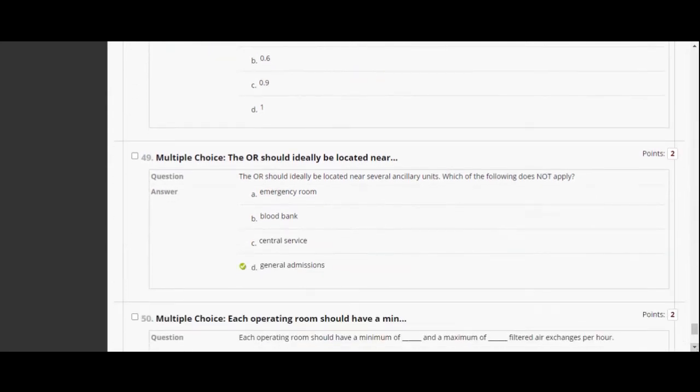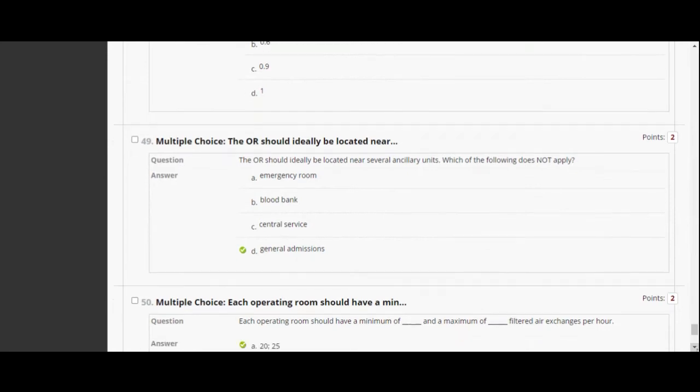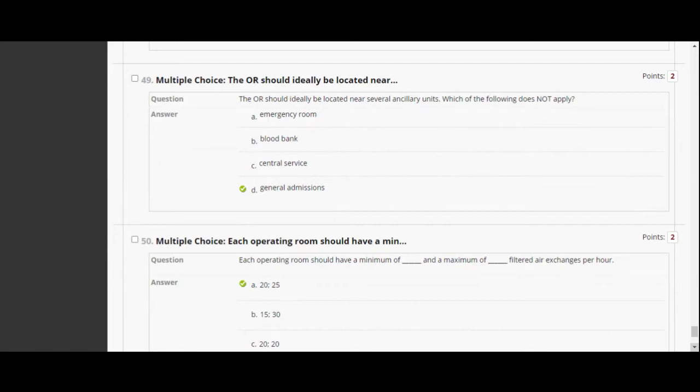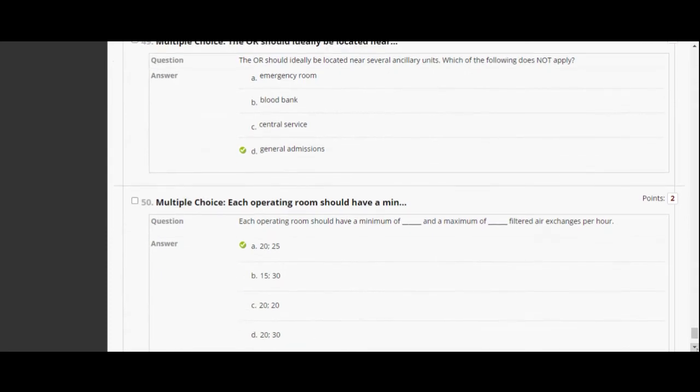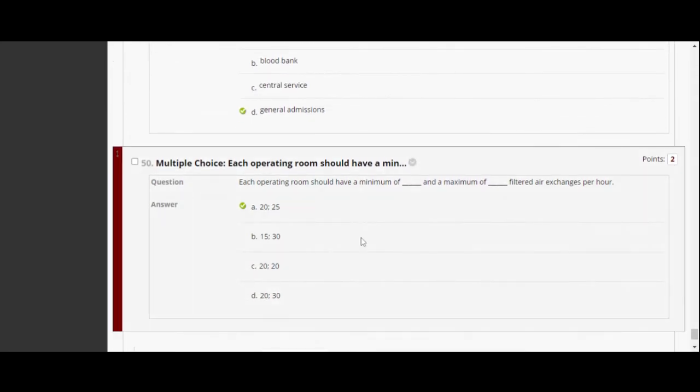The OR should ideally be located near several ancillary units. Which of the following does not apply? And that's your general admissions. You want to be close to the ER so that when you're bringing patients up, same with the blood bank. And then your central service was downstairs. If you were at the hospital tour, we rode down in the elevators, and it's where they have supplies and instruments. You want to make sure your operating room is close to there, especially with traumas. Each operating room should have a minimum of 20 and a maximum of 25 filtered air exchanges per hour.